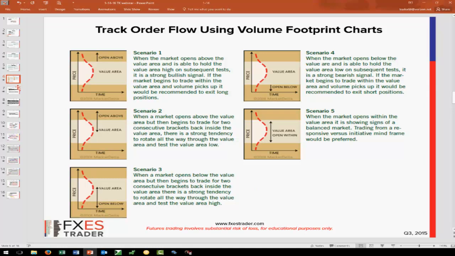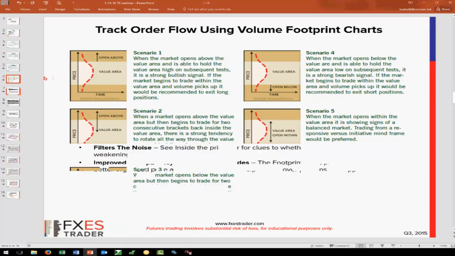So these are 5 scenarios. There's other kinds of scenarios, but these are the most important. These are the ones you must recognize from a macro perspective first. They teach you context, right?